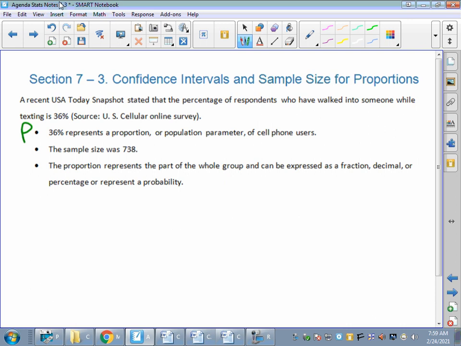The sample size was 738 people. That's who's responded. By the way, that's like a convenience study, probably not the best survey to use because that's people who responded. And the proportion represents the part of the whole group and can be expressed as a fraction, a decimal, or a percentage, or represent a probability. So we could say something like P is equal to 0.36, or if we wanted to be technical, we should simplify that, 36 out of 100, or however you wanted to do that. So that's what our p-value is.